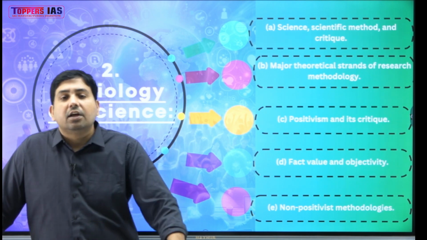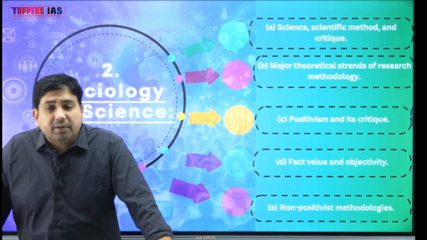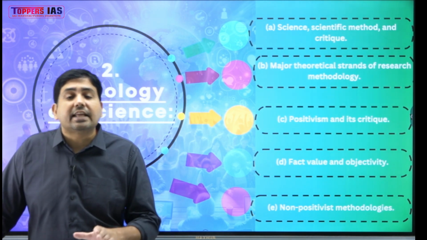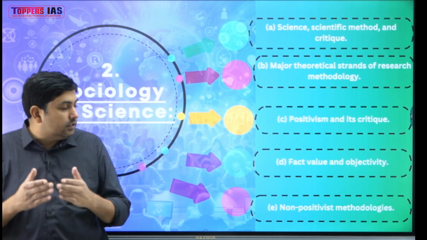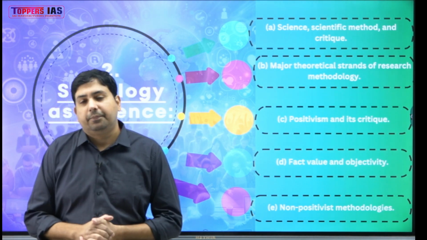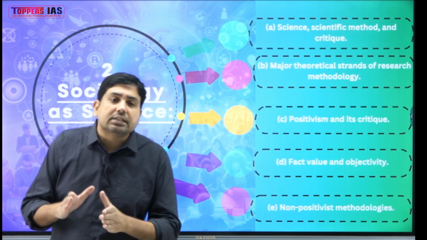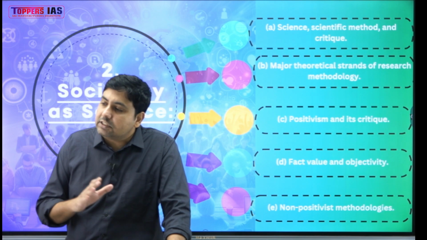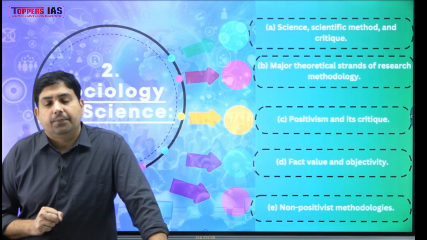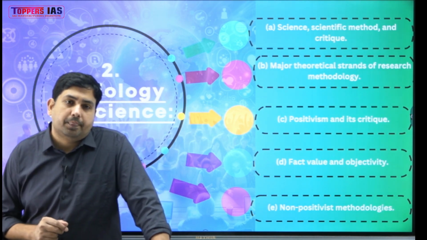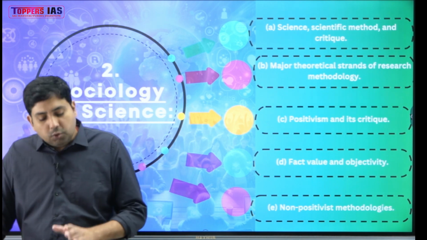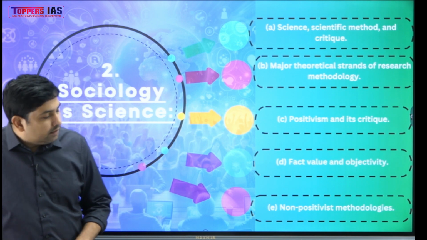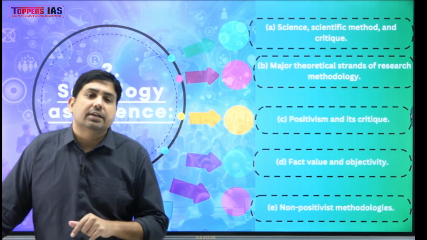Actually there is various criticism of the scientific method, where some sociologists say that it is not practically feasible to follow the same scientific method as successfully as physics, biology, or say chemistry are able to do. So we try to look into those aspects. Clear?